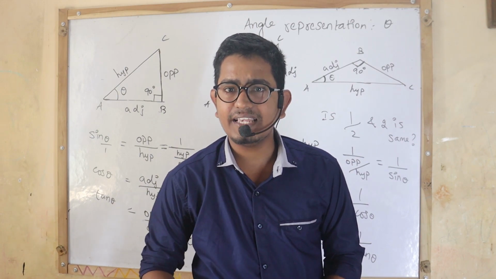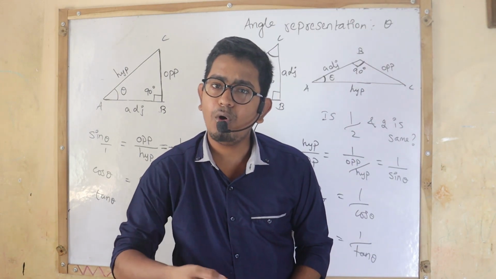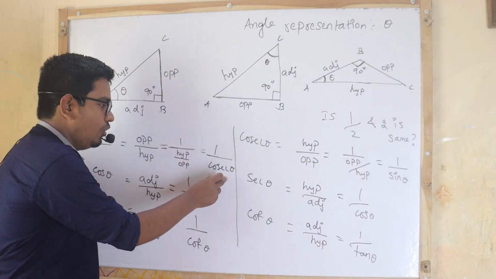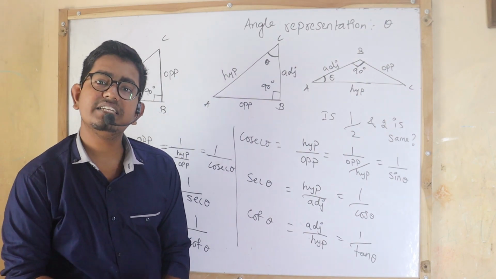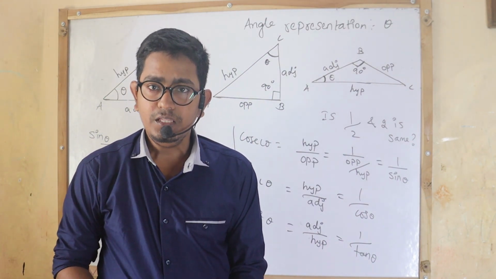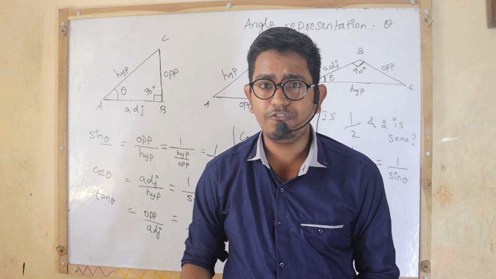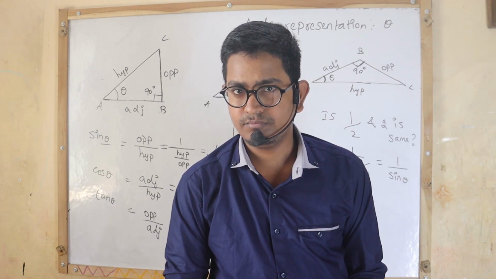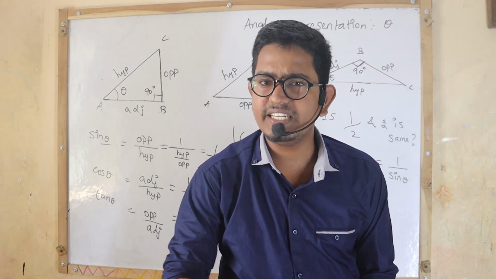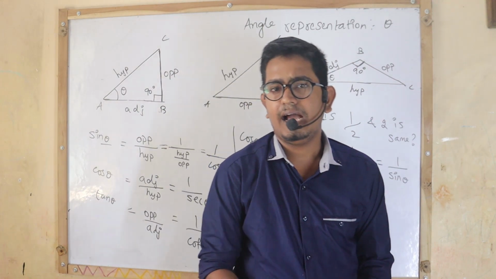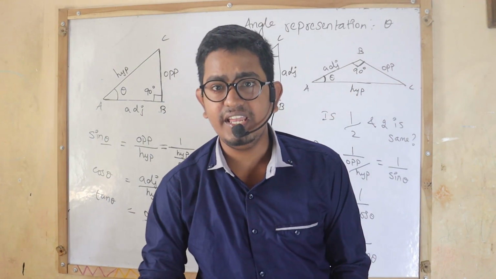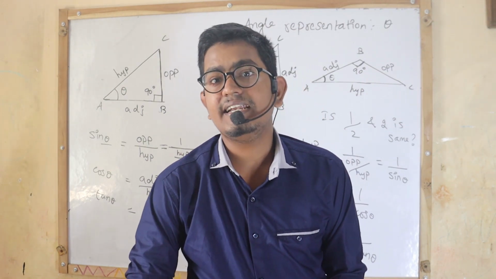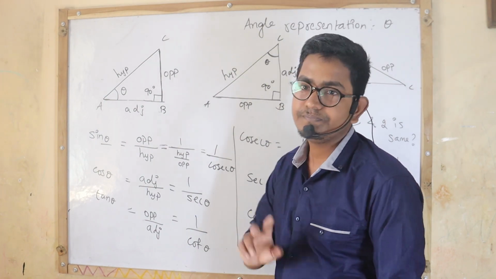If I am asking you to say in the form of trigonometric ratios, then you should say that sine theta is equal to 1 by cosecant theta, or cosecant theta is equal to 1 by sine theta. If I'm asking you to say the formula for tan theta in the form of sides, you will say that tan theta is equal to opposite side by adjacent side. In the form of trigonometric ratios, tan theta is equal to 1 by cot theta.